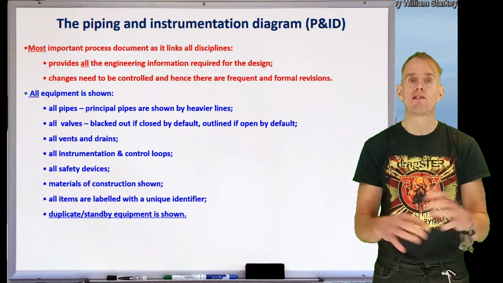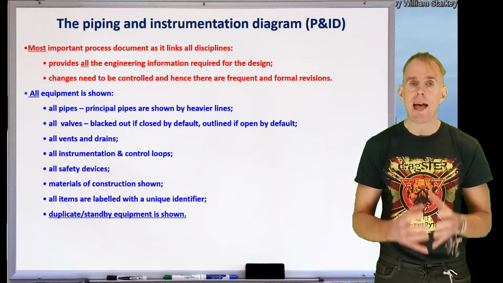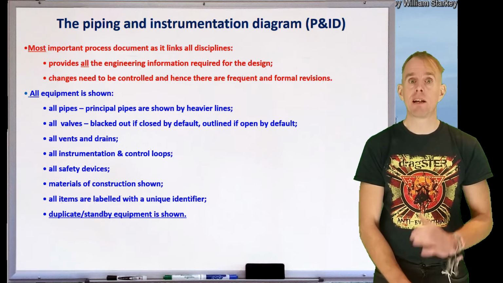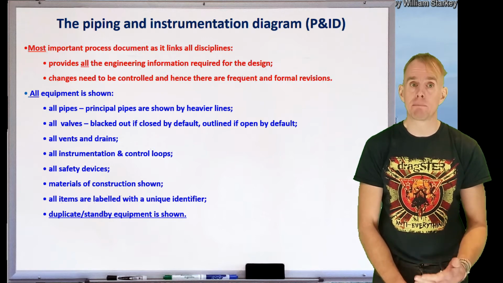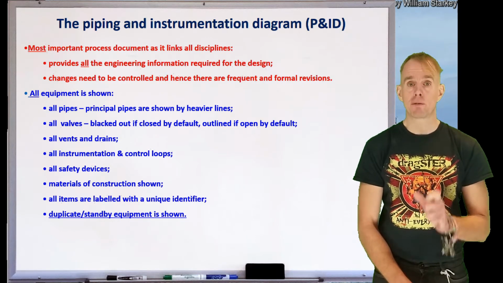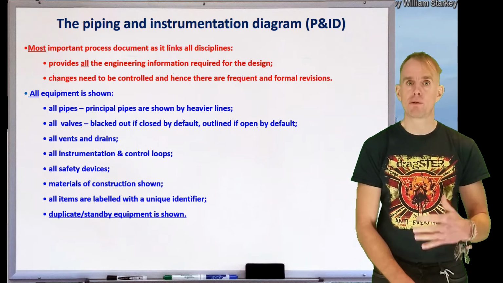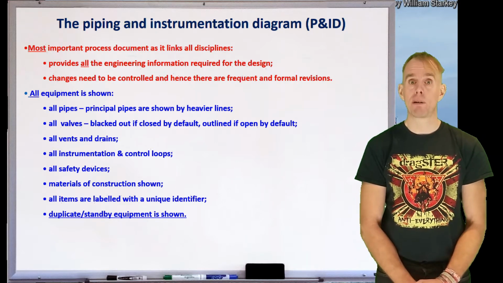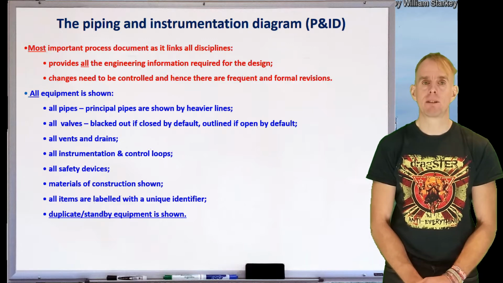Because we show every single last item of equipment, any piece of equipment that's duplicated is shown. For example, when we talk about pumps, we'll recognise that a single pump on a process flow diagram often corresponds to 2 or 3 pumps on a piping and instrumentation diagram.